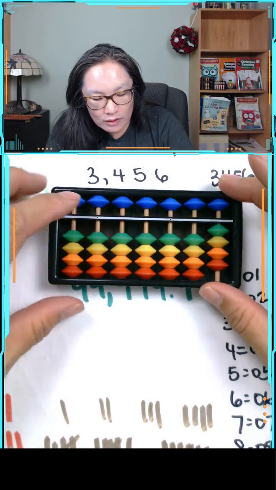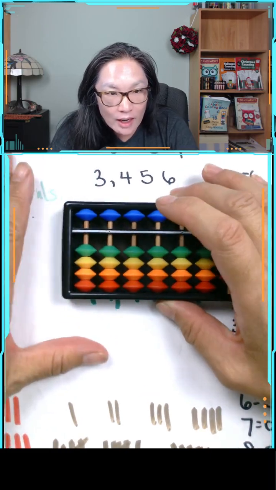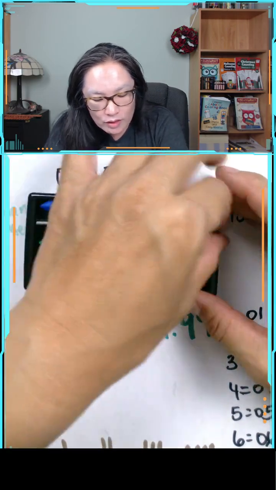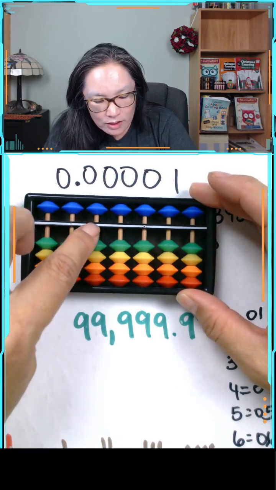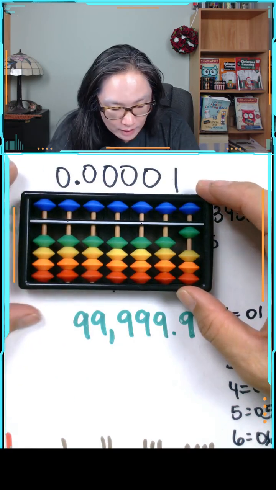So I choose this one to be my ones place. That means that I can actually do this. I could do 0.00001. So that'd be a very, very small number.